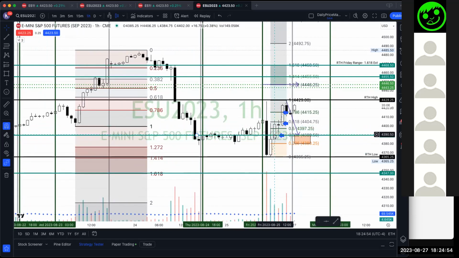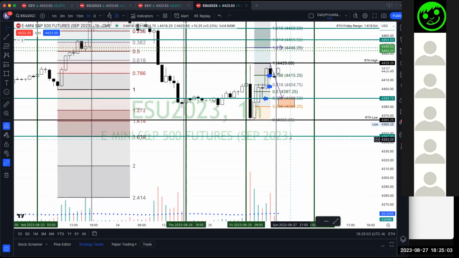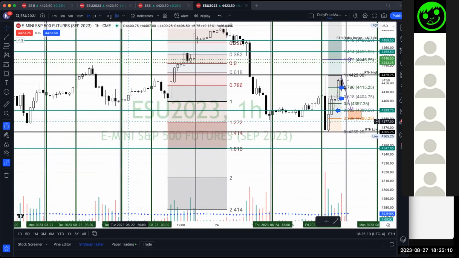So here we see it continued up and it just ignored that completely. So it's hard to say whether or not we might see rejection here and for it to come down, but this is just an area to keep an eye on, and maybe it'll come down to this just based on this mechanical range.